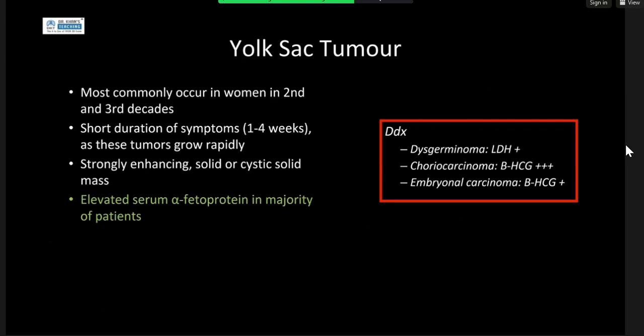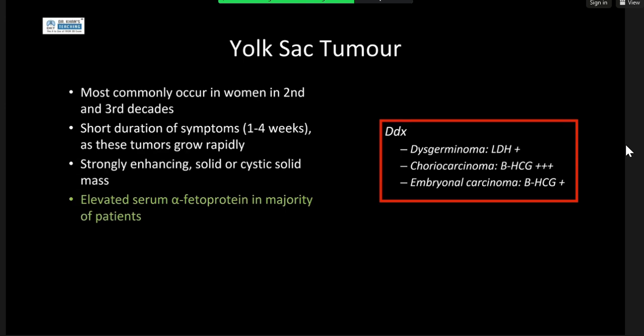So yolk sac tumors: this is a 15-year-old, but they commonly occur in the second and third decade. This lady had a classic presentation with a very short duration of symptoms. She just basically had increasing abdominal distension. They are quite heterogeneous solid cystic masses, and often they have associated elevated AFP.